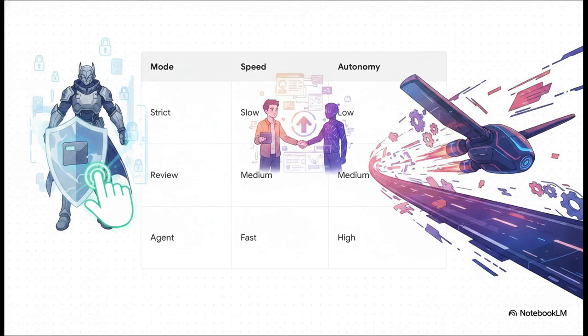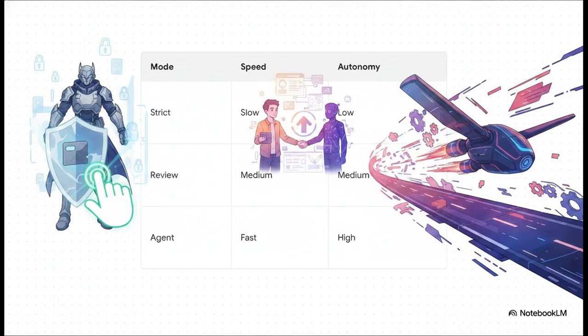Strict mode is the slowest, but it offers super high security. The agent asks for your permission before taking literally any action, which is absolutely perfect if you're dealing with confidential data. Then there's review-driven, which is kind of the recommended sweet spot. It runs at a medium speed and actually pauses to get your approval on its overall plan before executing.